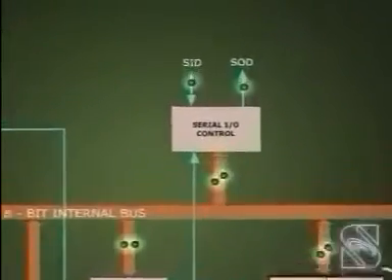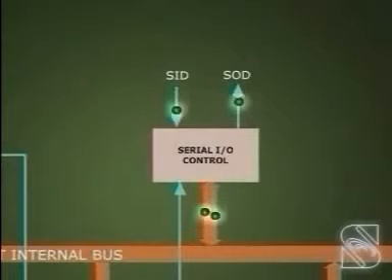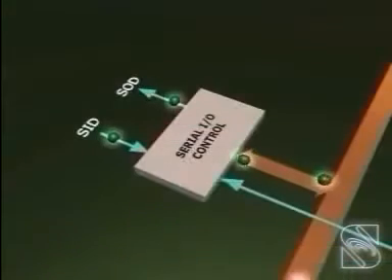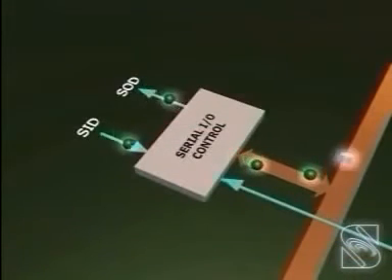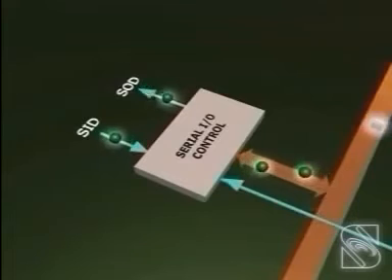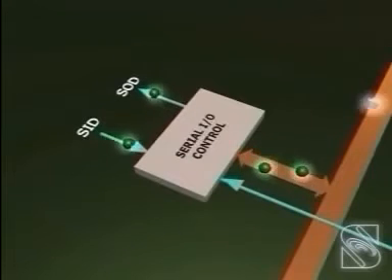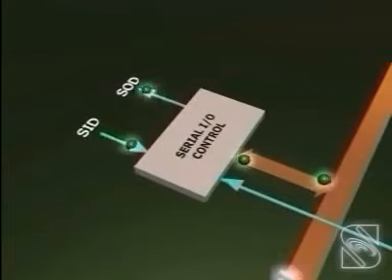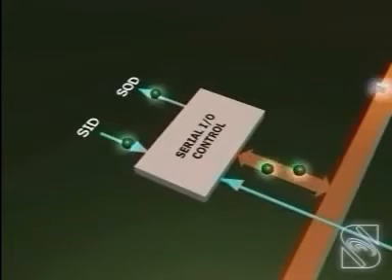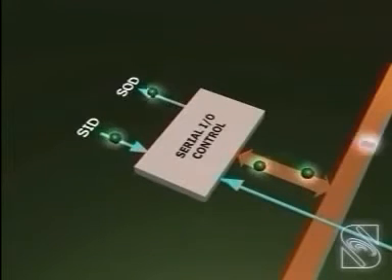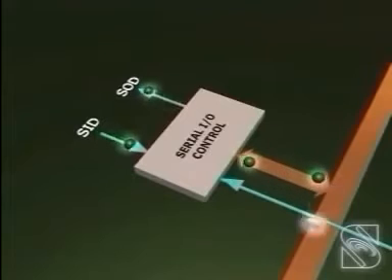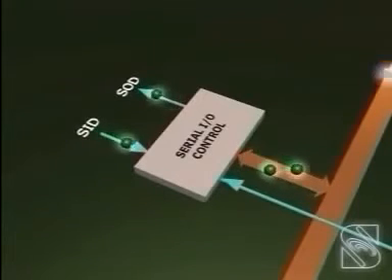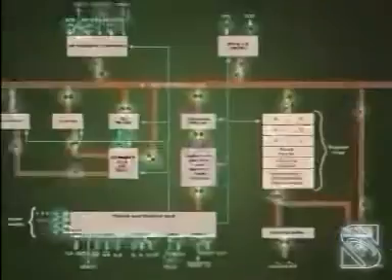Serial I/O control. Sometimes I/O devices work with serial data rather than parallel. The serial input data enters 8085 through pin 5, SID, serial input data, and leaves through pin 4, SOD, serial output data. Two new instructions known as SIM and RIM allow us to perform the serial-parallel conversion needed for serial I/O devices.